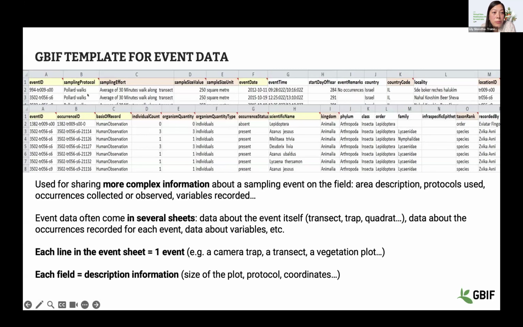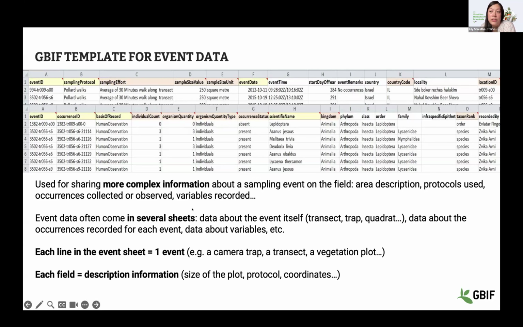So if you see in the example here, if you look at the event in row 3, with 3502 TR056S6 event, and if you look at the same event ID in the occurrence extension, there are 1, 2, 3, 4, 5 occurrences of the species that have been noted in the field. And that is how we actually link the base or core file and the extension. So the sampling event file here is the event core and the occurrence is the extension. That is what event data is about, and we will also be practicing that later in the exercise.